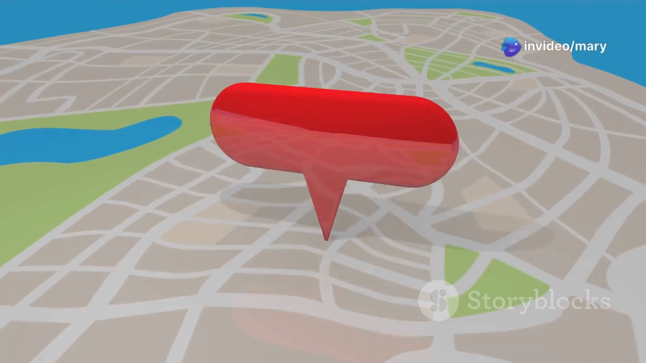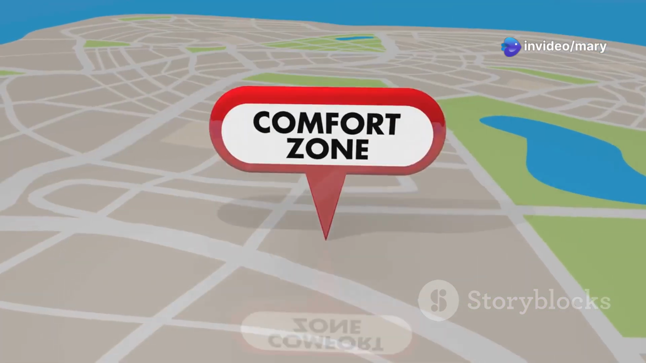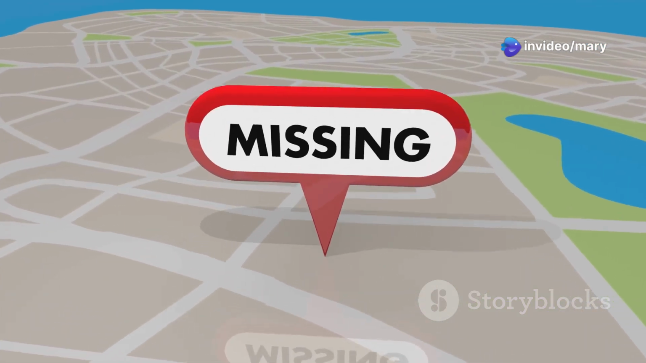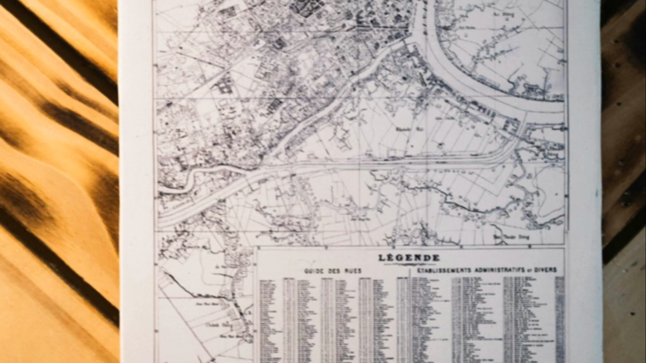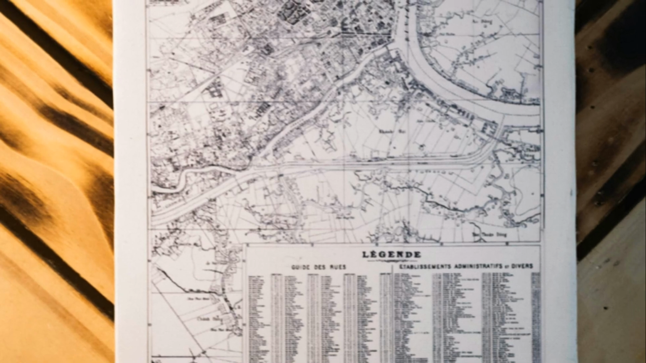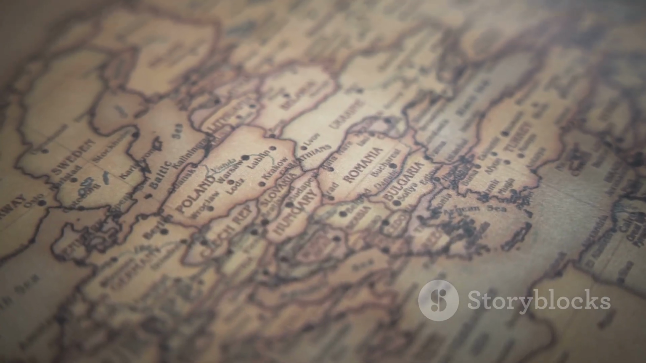Imagine a map showing every single tree in a city. It would be a mess. You wouldn't be able to see the streets or buildings. Map generalization helps us create useful and easy-to-read maps. It makes sure the important information stands out.